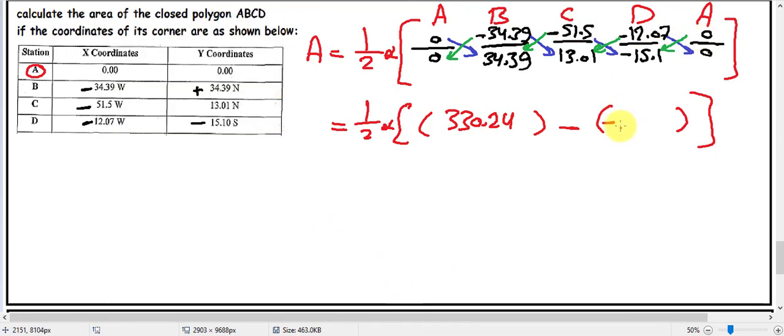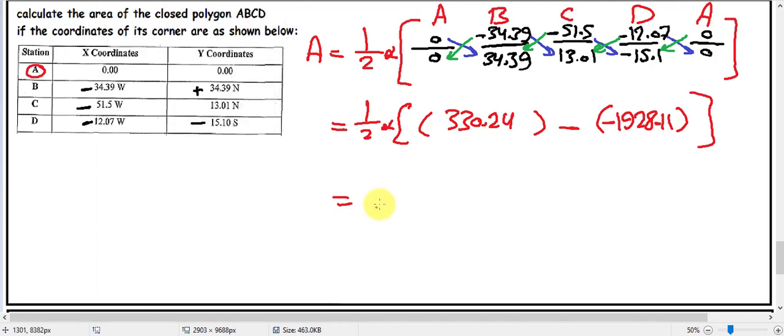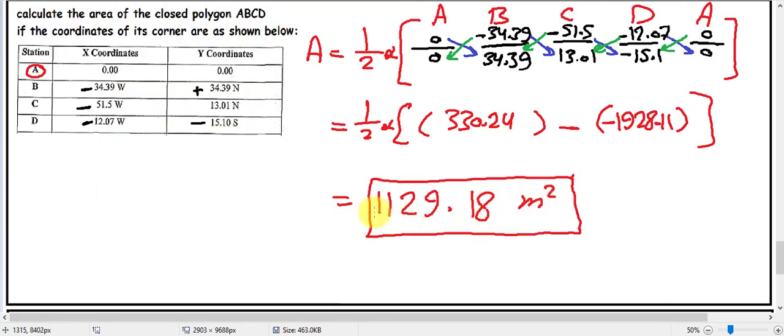The second diagonal, 1928.11. Half multiplied by 330.24 minus 1928.11, and we close the two brackets here. It will equal 1129.18 square meters. So this is the area of the polygon ABCD by a very easy method. Sometimes the result here may be negative, so we always take the absolute value and we always neglect the negative.